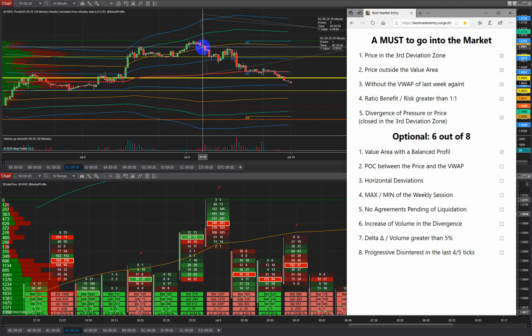Do we have the PUC in that exact moment? The PUC was farther than the VWAP, so the VWAP was closer to the price. That is a no-go. We cannot use that.